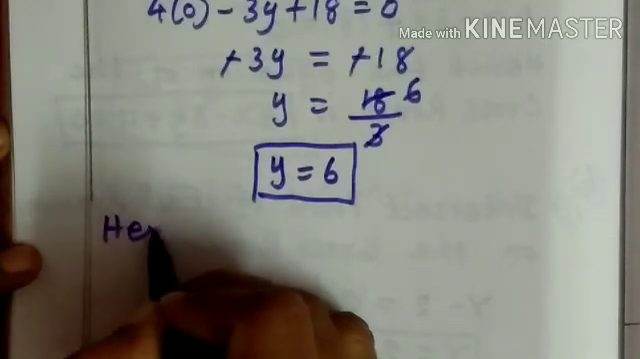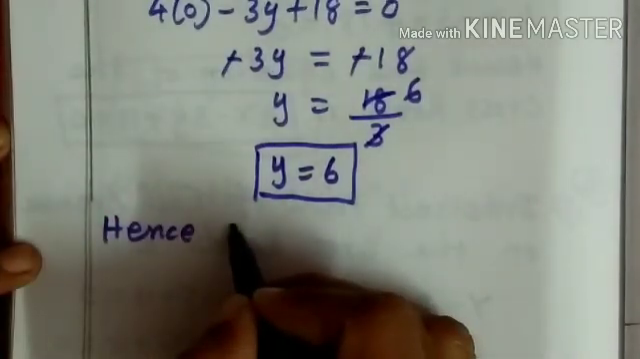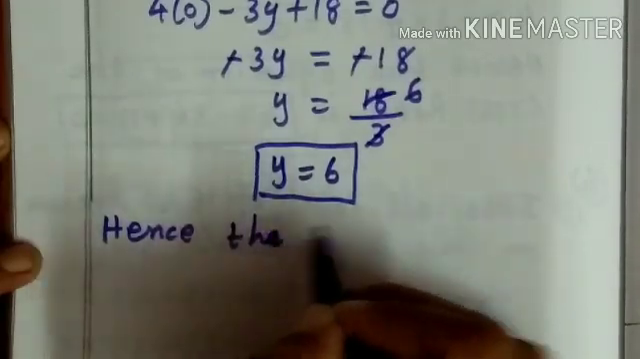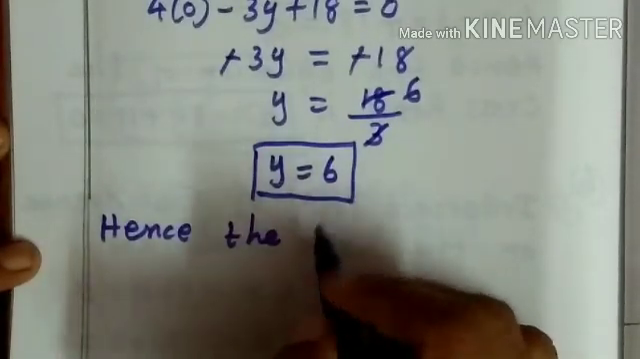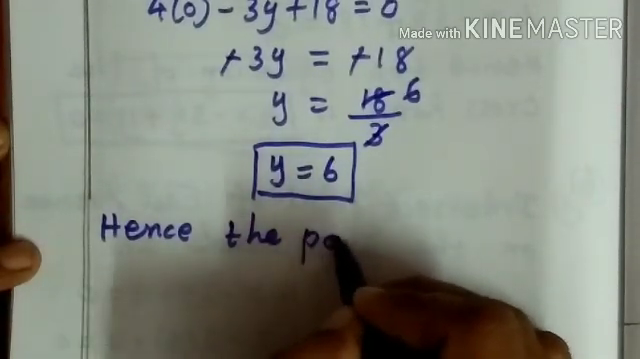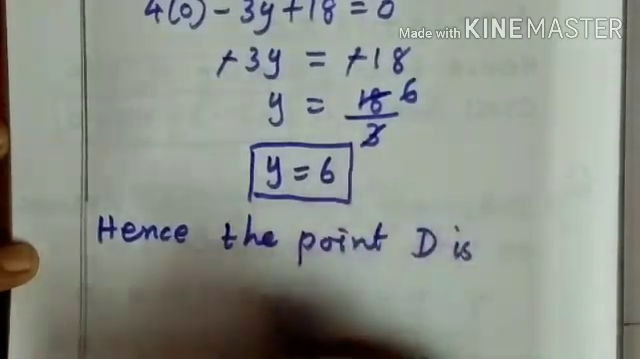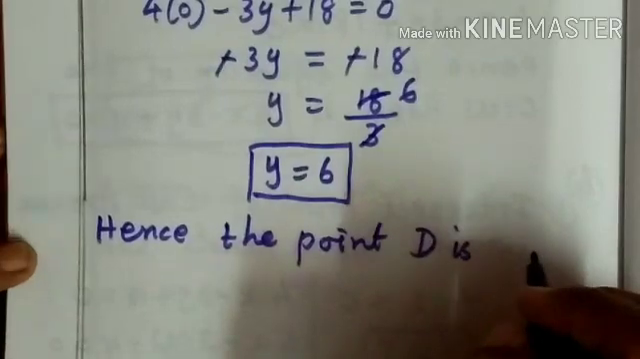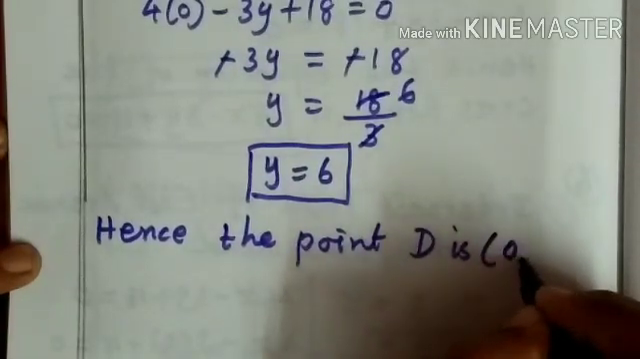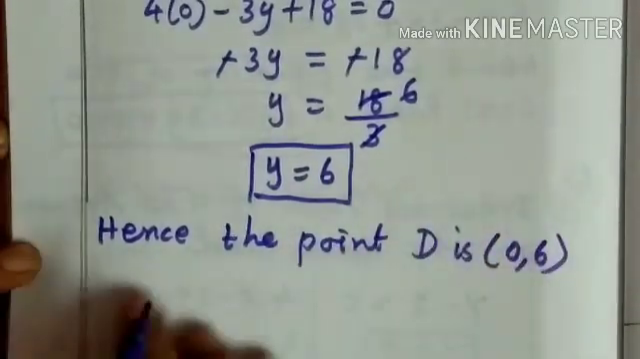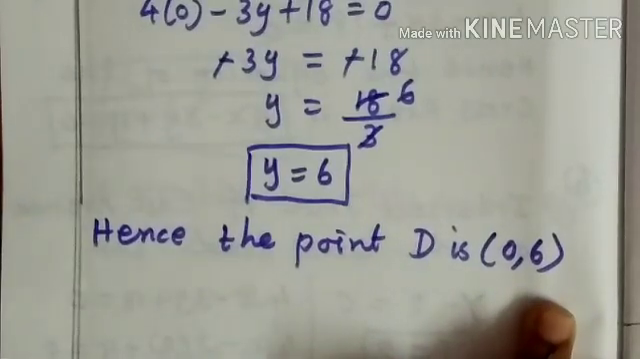Hence, the intersecting point D is (0, 6). This is the answer for this question.